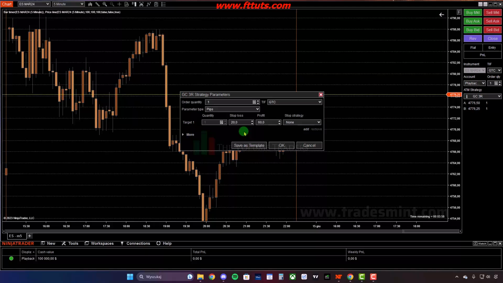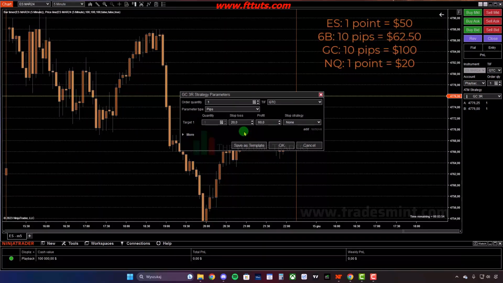So for ES, S&P, it is $50 per 1 point. For GU, 10 pips is $62.50. For gold, 10 pips is $100. And I believe someone is trading Nasdaq here as well. For Nasdaq, 1 point is worth $20.